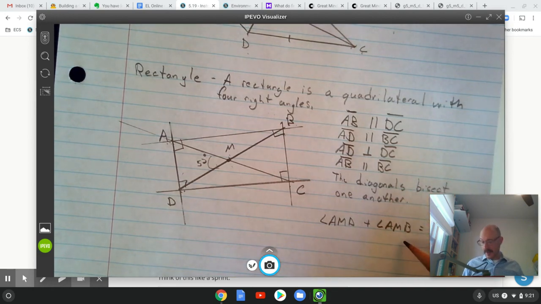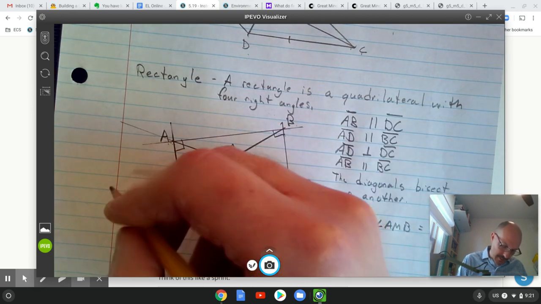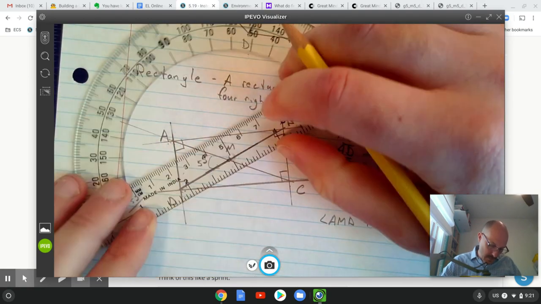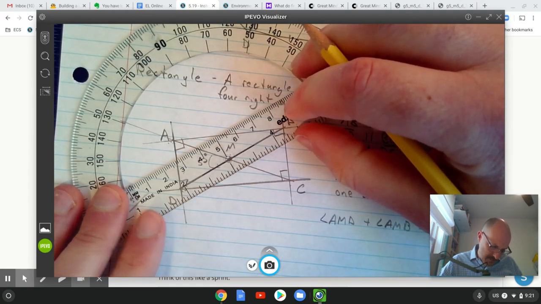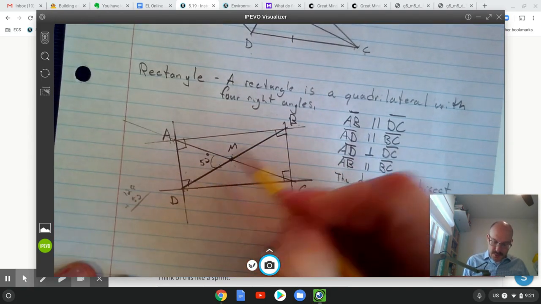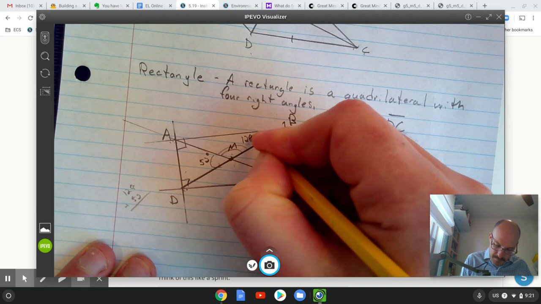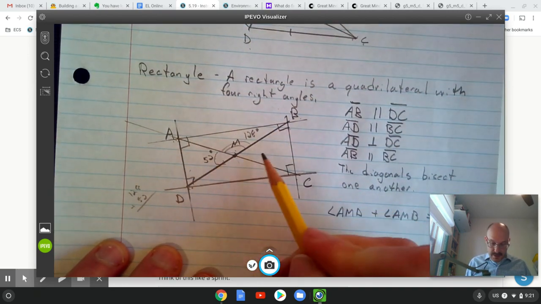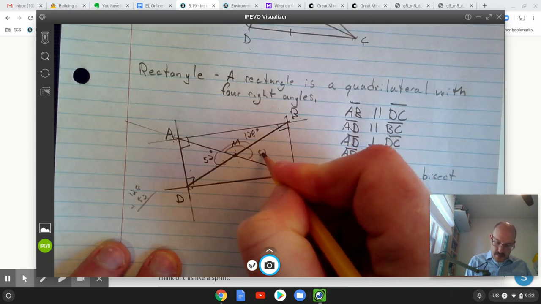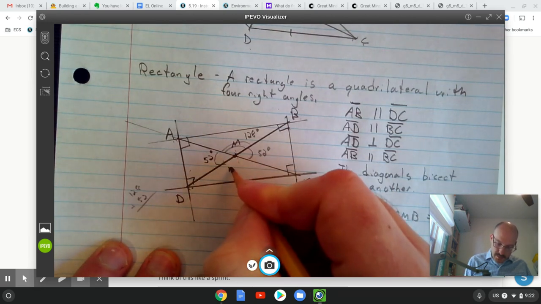Angle AMB is going to have to be, let's see, 180 minus 52 is 128. Double check that. Yeah. Okay, so does it equal 128? And you can see that it does. Again, if you know that this is 52 and you know that's a straight line, then you hardly need to measure it to know that it's 128. So this angle BMC is also going to be 52. And this angle DMC is also going to be 128.